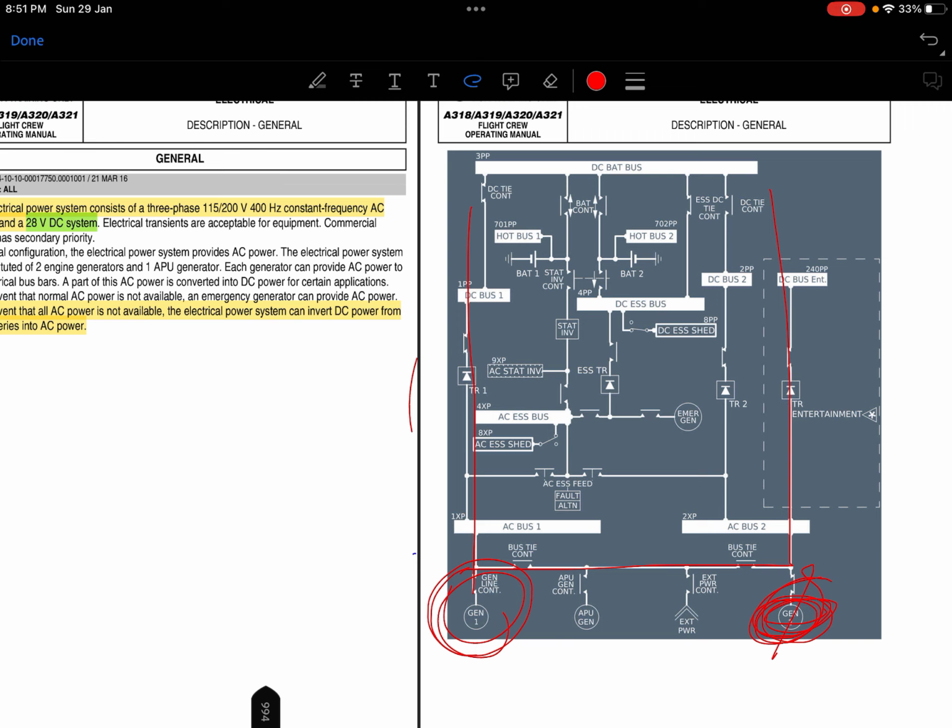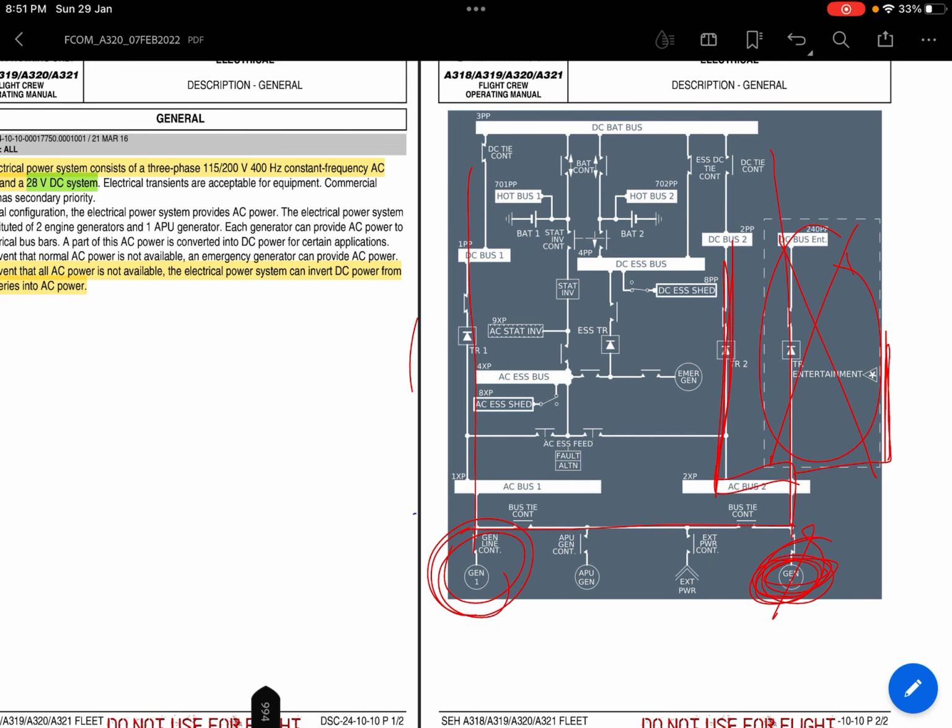Okay, so there will be some galley shedding automatically, because there is only one generator, right? So this entertainment, this will supply this only, this will be shed automatically, right? And some other galleys. I hope it is clear now.